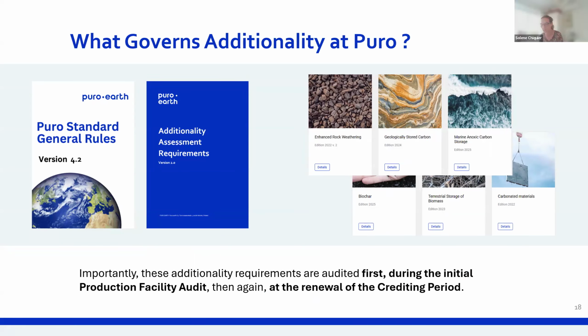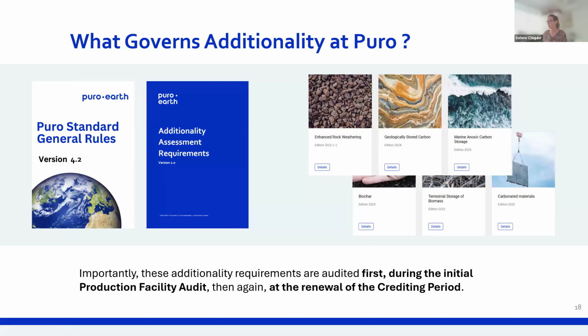So now that we have heard a little bit more about the barriers and challenges that projects can encounter when trying to demonstrate additionality, and we've seen some nice breakdowns of the carbon emissions versus the amount of carbon removed, going back to Puro, how is additionality governed at Puro? At Puro, we basically have 3 key documents that regulate it. First, we have the general rules of the Puro standard. We also have a very specific document called the Additionality Assessment Requirements. And then, of course, for every specific project, we have the associated methodology.